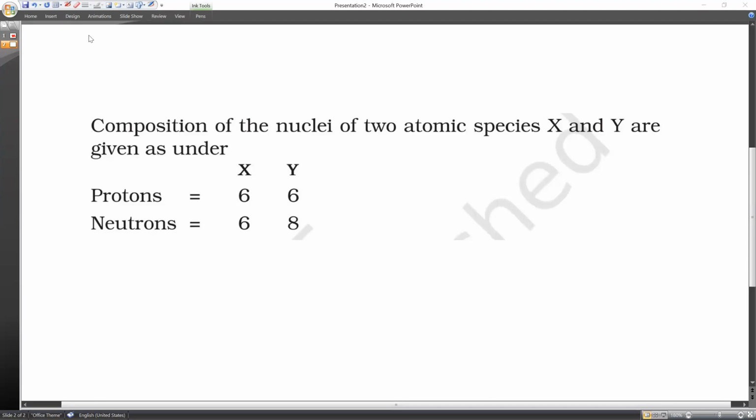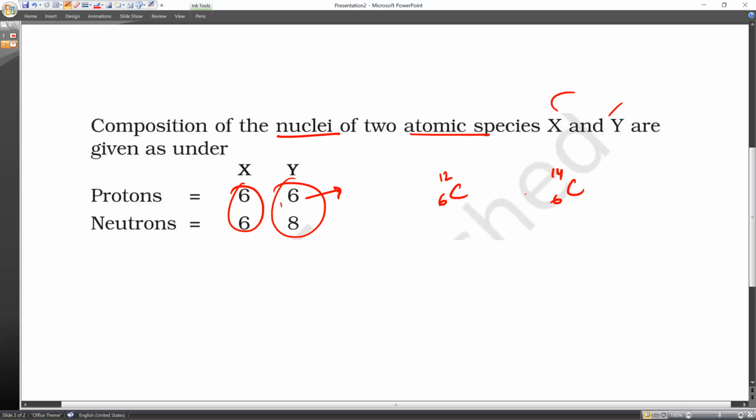The composition of nuclei of two atomic species X and Y is given under this one. Protons and neutrons are there. The protons and neutrons in X are 6 and 6. So what is it? It is carbon-12, with mass 12. Atomic number represents the number of protons. And when you add it, you will get 14 here.